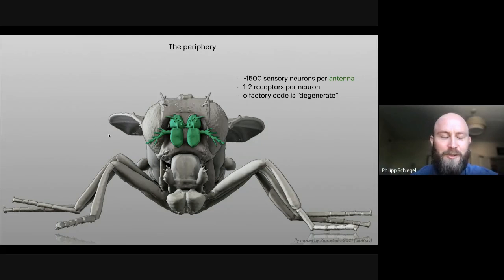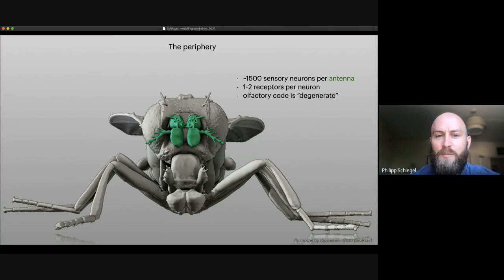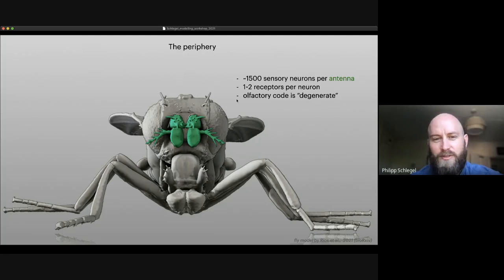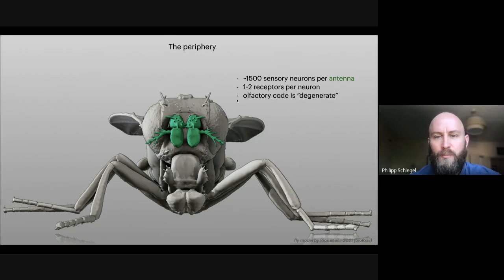But when we look at the olfactory system, we probably have to start with the sensory neurons, which in the case of the fly are situated on the antennae. Per antenna, you have about 1,500 sensory neurons, each of which expresses a single or two receptors. These receptors respond not to just one odor, but usually a battery of odors, with some preference towards 1, 2, maybe 3 odors. So the olfactory code is degenerate. But the type of sensory neuron is defined by the expression of whatever receptor.